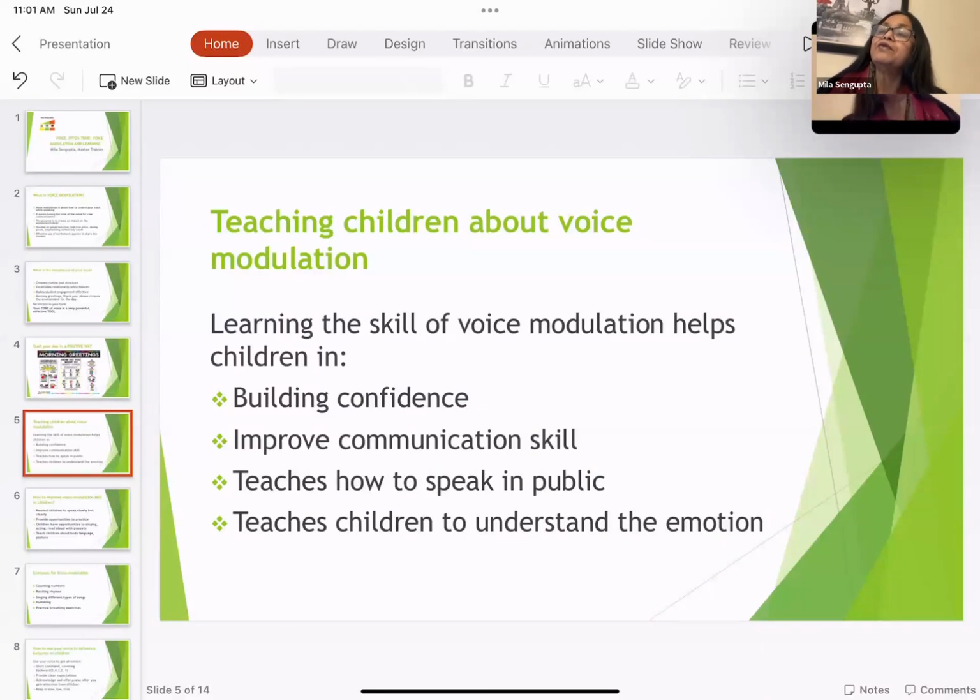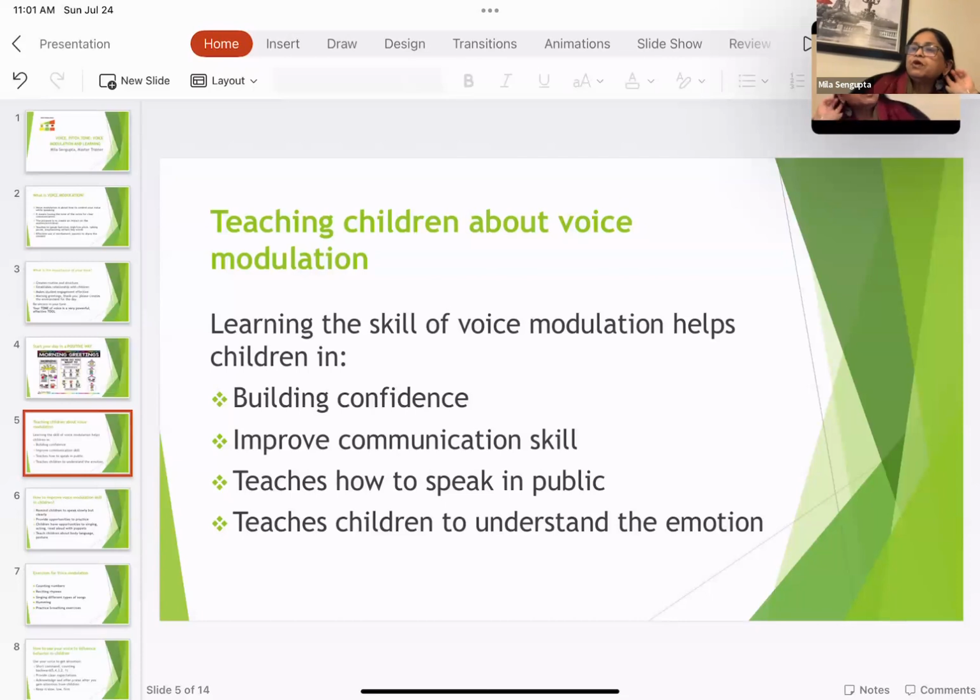Teaching children about voice modulation. So not only do we need as adults to use effective voice modulation for teaching children or communicating with children, but we can teach children as well to learn how to modulate their voices. And what are some of the ways that we can help the children to learn to use modulation as an effective tool? And what does it actually do for the children?